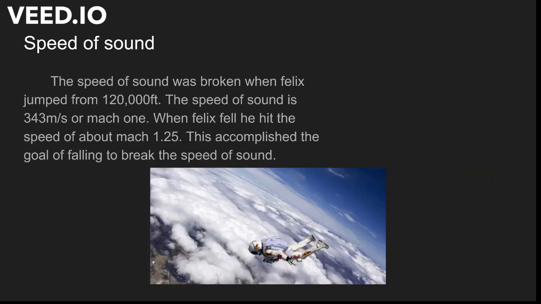And then the speed of sound. The speed of sound was broken whenever he jumped from 100,020 feet. And the speed of sound is 343 meters per second, which is Mach 1, and whenever he jumped, he hit about Mach 1.25.